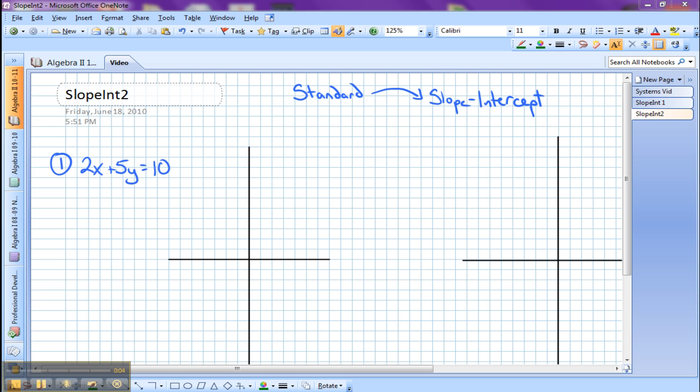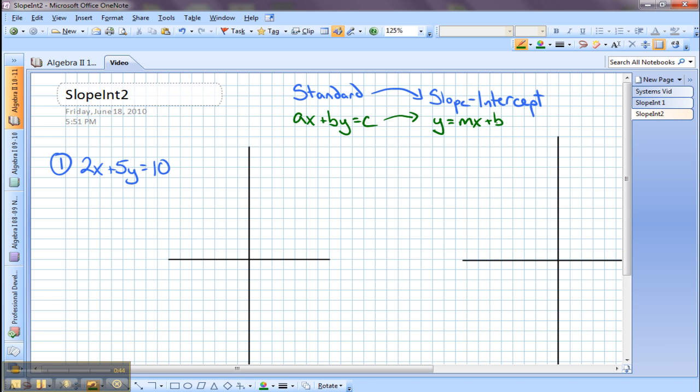Sometimes when you go to graph an equation, it will not be in slope-intercept form, it will be in standard form. Standard form is ax plus by equals c. Simply put, your x and your y terms are on the same side and they're equal to a constant. What we are going to do when we have an equation in standard form is change it to slope-intercept form, which is y equals mx plus b. And then we can use our y-intercept and our slope to graph our line. All we have to do is isolate our y value.